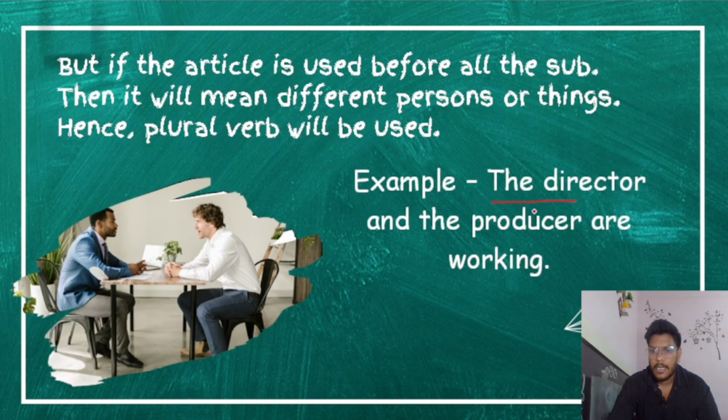Example: the director and the producer. There are two nouns and two articles, used with the first subject as well as the second subject. The means the director and the producer are both individual, different persons, so we have to use are because they are plural, two persons. So we have to check only the article. If the article is used only with the first subject, we use singular. If the article a, an or the is used with both subjects, we use a plural helping verb. So simple.